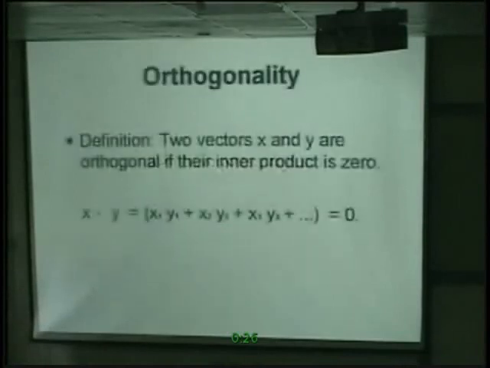Orthogonality. Orthogonality means that if I have two vectors, x and y, then I have an inner product: x1 times y1, x2 times y2, and so on. So the summation has to be 0. Yeah.